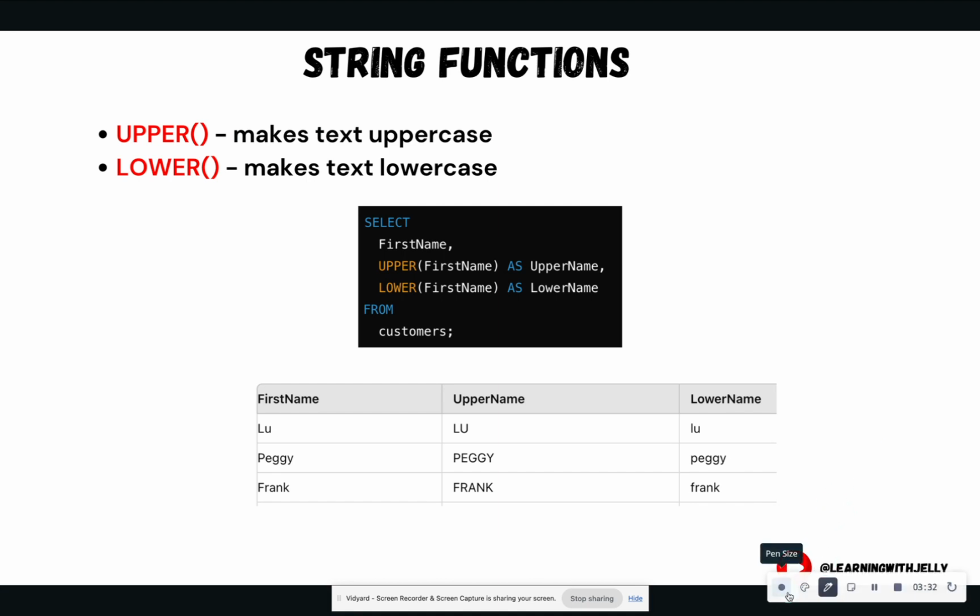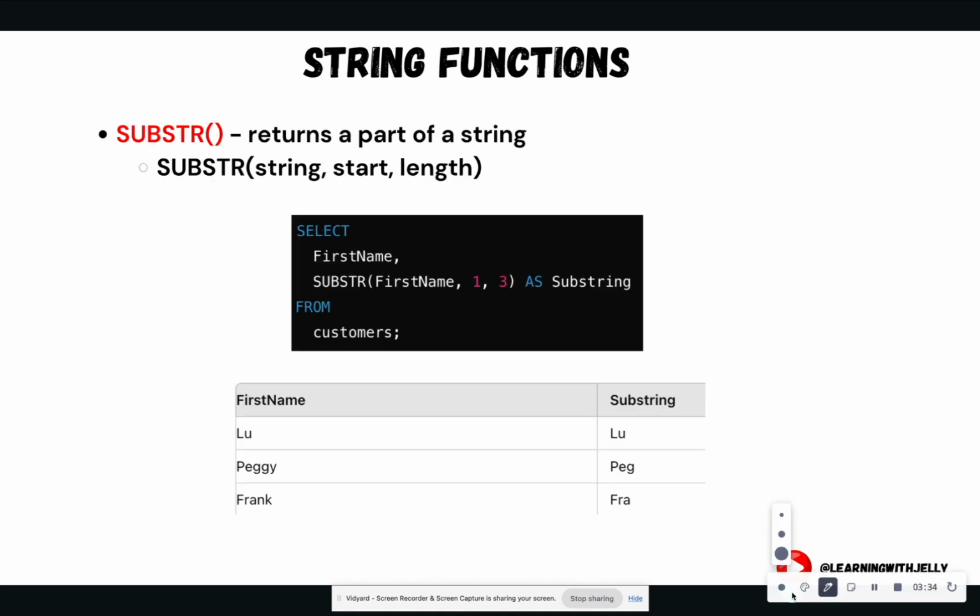Okay, so let's go to our next slide here. The substr function is going to return a part of a string. And this is how this looks. So you're going to call substr. The first argument, that's what we call it, the first thing that you put in the parentheses, is going to be the column. The next is going to be the position that you want to start at. So if you want to start at the beginning, you're going to put a 1. And then the length is going to be how far you want to go. So 3.